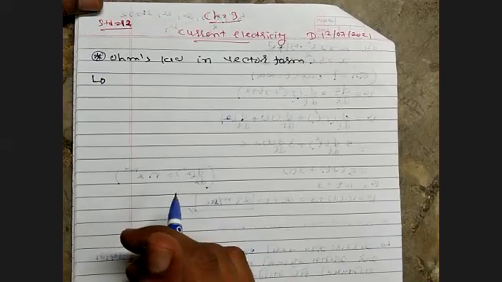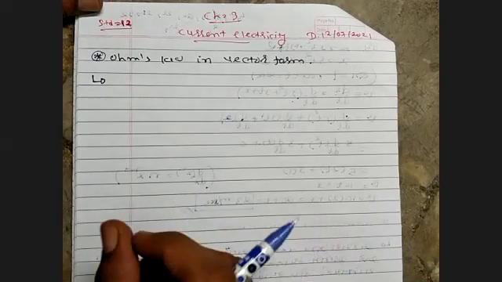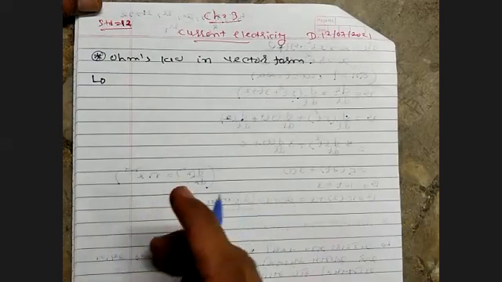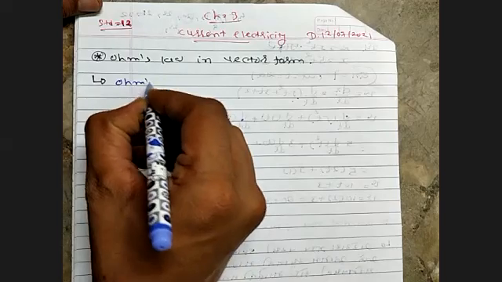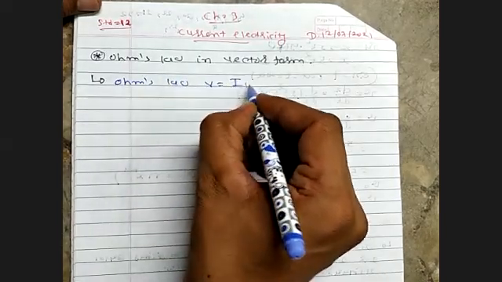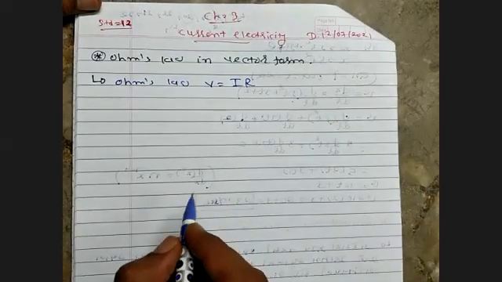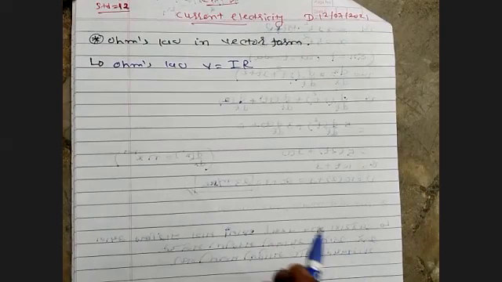Now, Ohm's law in a vector form. First of all, we understand the meaning of Ohm's law. As you know, Ohm's law is V equal to IR. That is the scalar notation of Ohm's law. But as we see Ohm's law in a vector form also, we get some new notations.